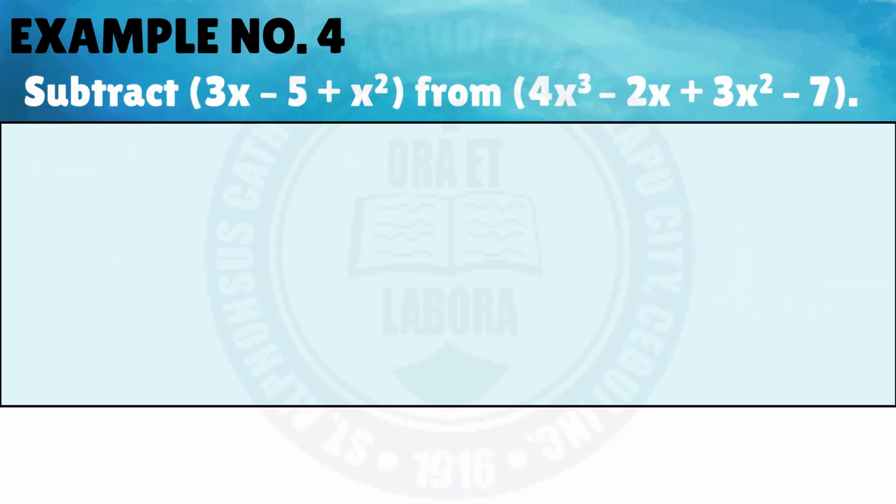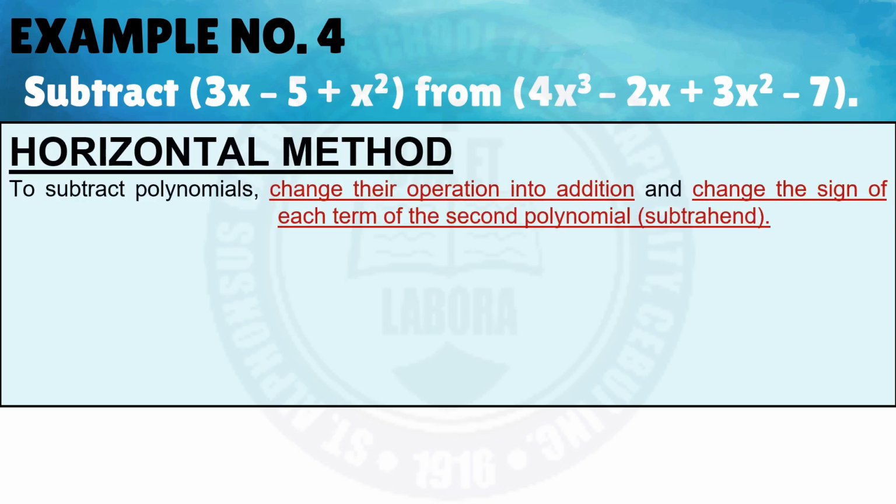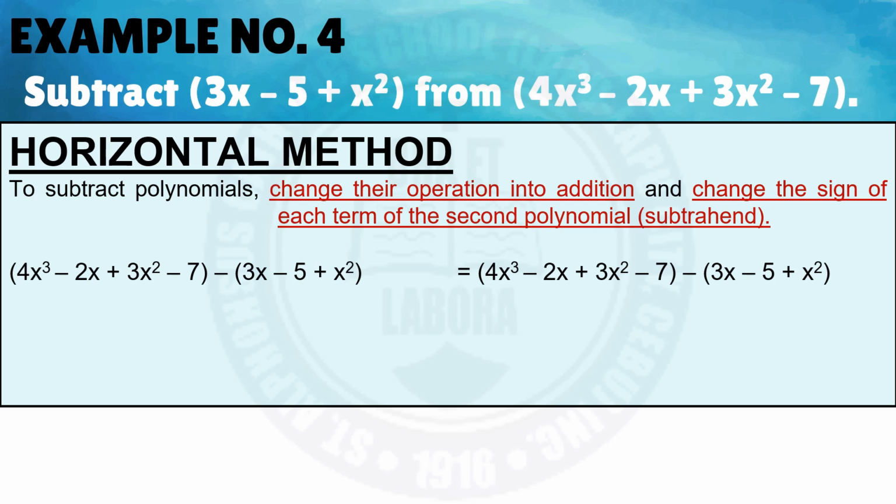For example number 4, subtract 3x minus 5 plus x squared from 4x cubed minus 2x plus 3x squared minus 7. So please take note that to subtract polynomials, we are going to change their operation into addition and change the sign of each term of the second polynomial or the subtrahend. Okay, first and foremost, we are going to write the given polynomials.